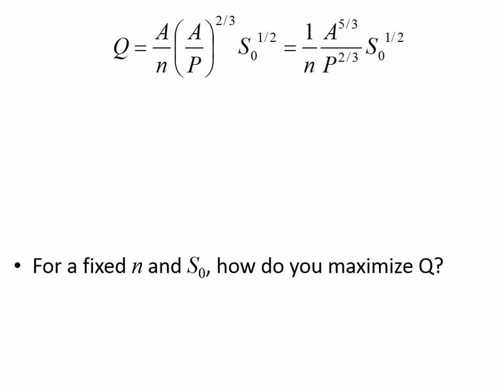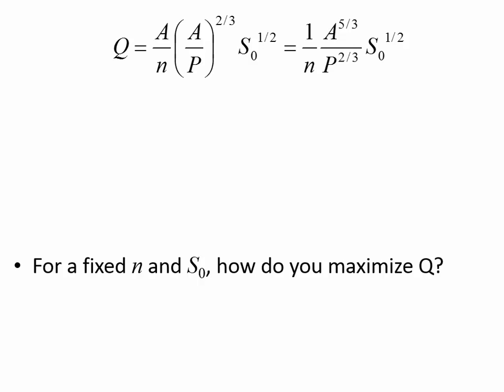So looking at this equation, let's say that you've got some certain n value that corresponds to a material. A typical n value for concrete is 0.013. And let's say that we've got a certain slope that we can't change. And that's usually the case in hydraulic design. It's not like you can go out and change how steep the earth is.